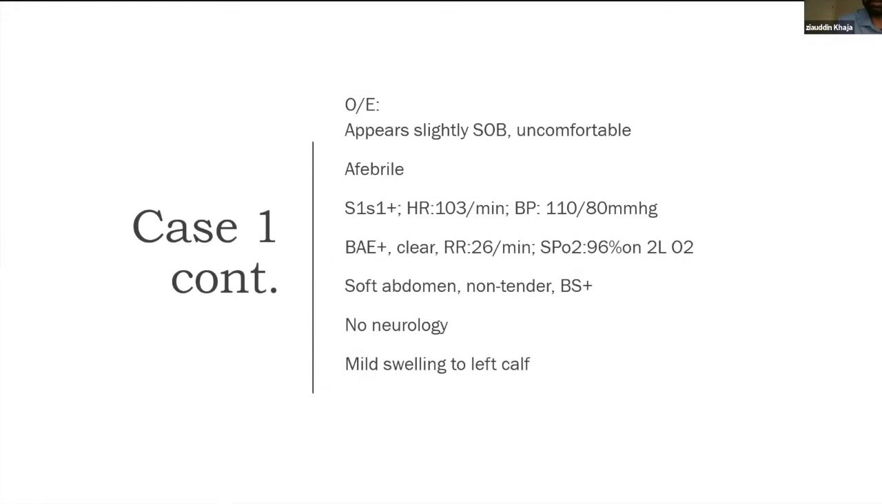She was afebrile when we saw her. Sorry about the mistake, both heart sounds, S1 and S2, were heard, and she was slightly tachycardic, maintaining a normal blood pressure, and the chest was clear to auscultation. The respiratory rate was 26, and she was requiring oxygen to maintain 96%. Soft abdomen, non-tender, and no neurology. But when we examined her legs, we found mild swelling on her left calf, which was slightly tender, not grossly tender at the moment.